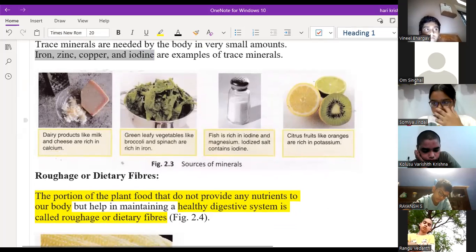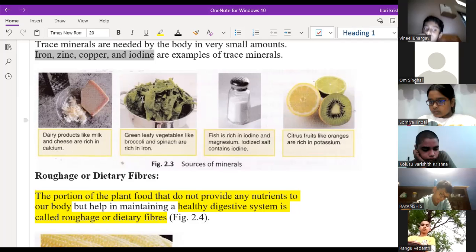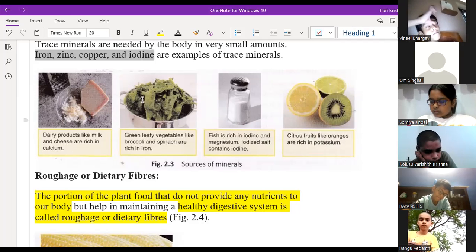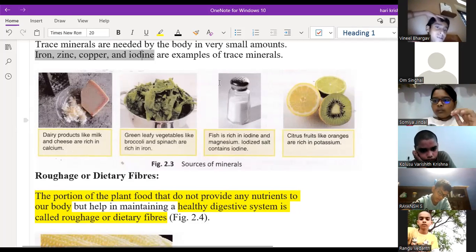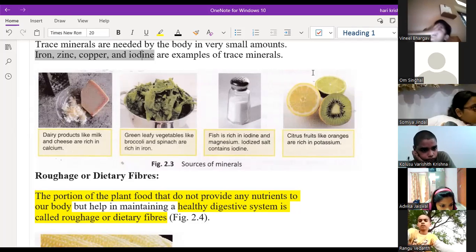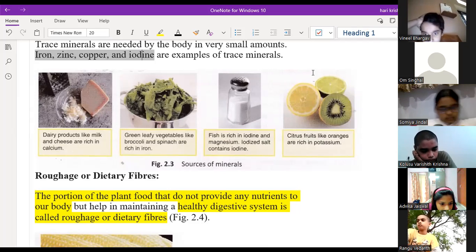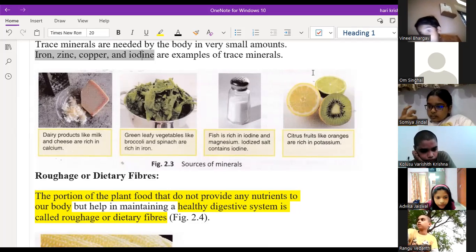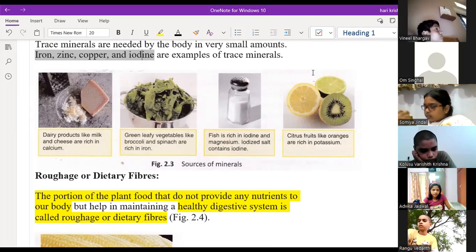So you can see here, dairy products like milk and cheese are rich in calcium. Green leafy vegetables are rich in iron, and fish is rich in iodine and magnesium. Curd is rich in minerals, right? Yes, curd is rich in minerals also. It contains lactic acid, and minerals will also be there in that.